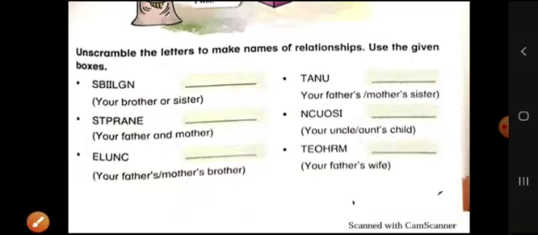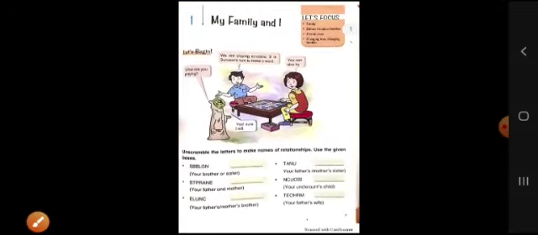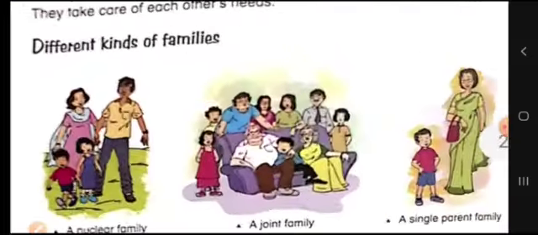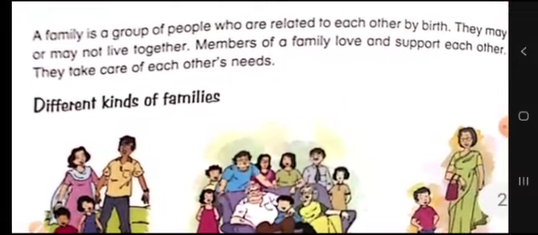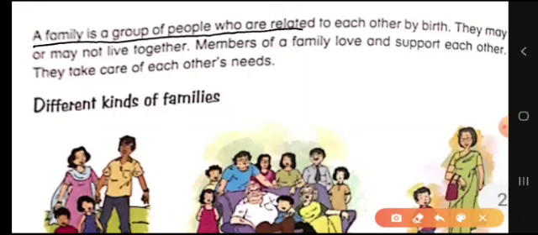Let's move on to the chapter. Now, what is a family? Let's learn what is a family. A family is a group of people who are related to each other by birth. So, who is a family? And what is the definition of a family? A family is a group of people who are related to each other by birth. So, those people whom you are seeing from your birth in your house, they are all termed as a family.